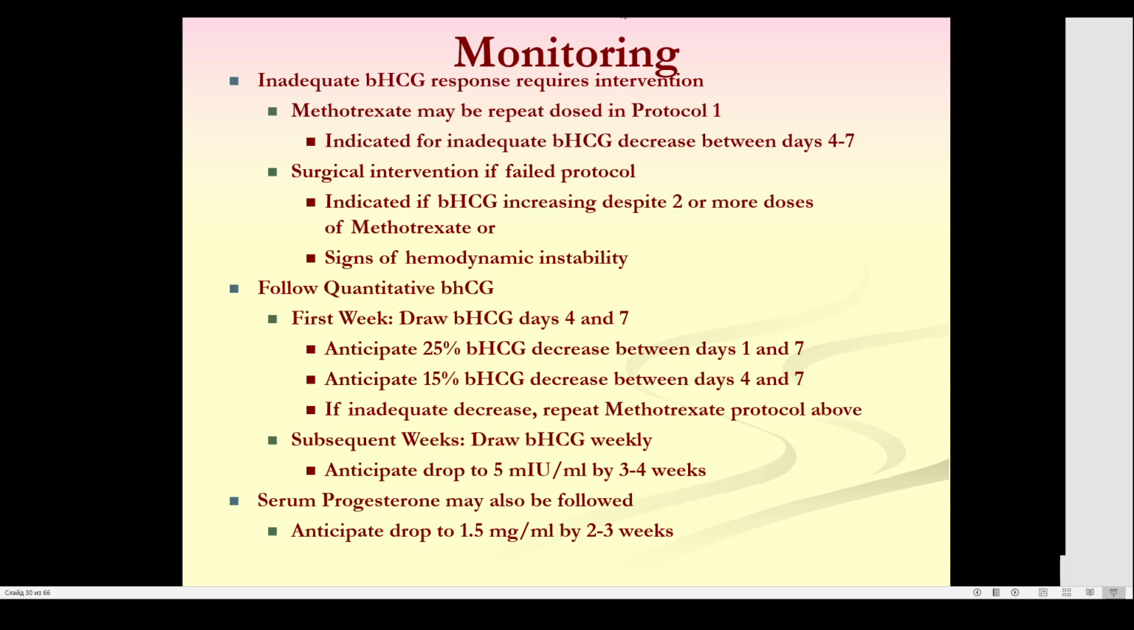Subsequent weeks, draw beta-HCG weekly. Anticipate drop to 5 micro international units per milliliter by 3-4 weeks. Serum progesterone may also be followed. Anticipate drop to 1.5 mg per milliliter by 2-3 weeks.